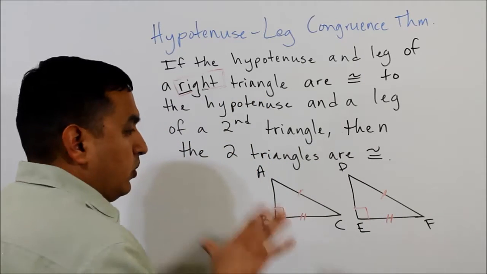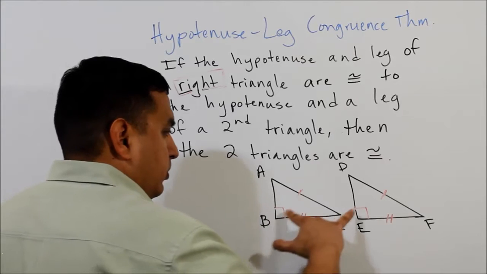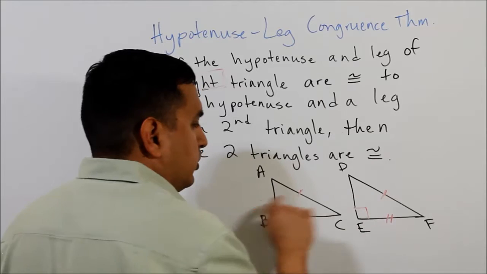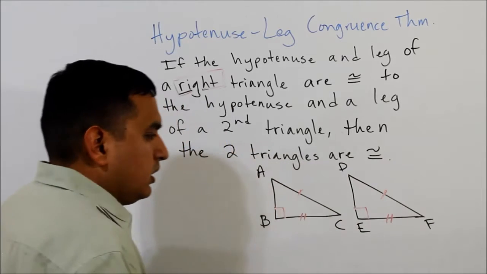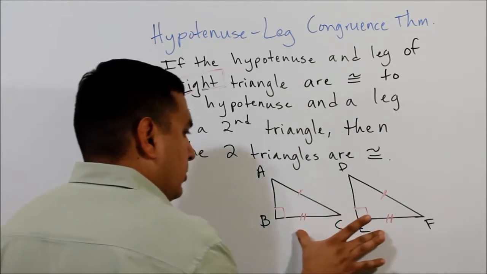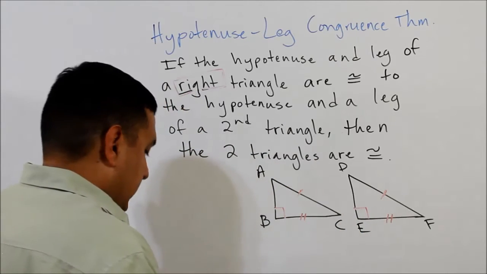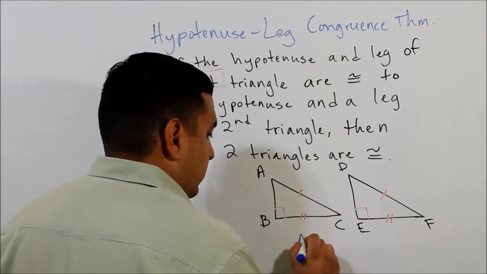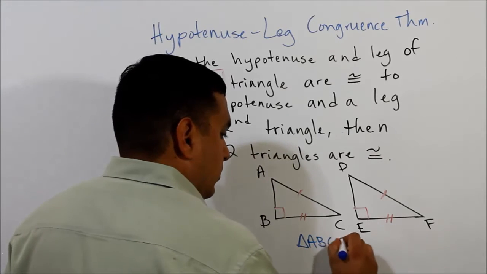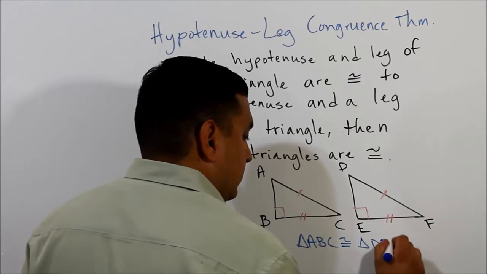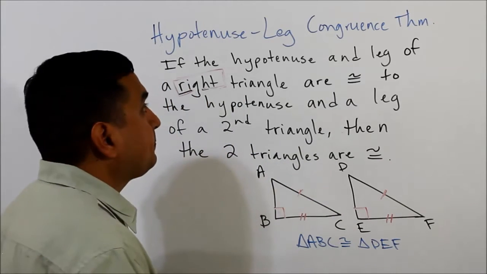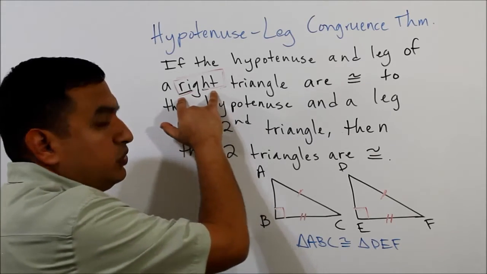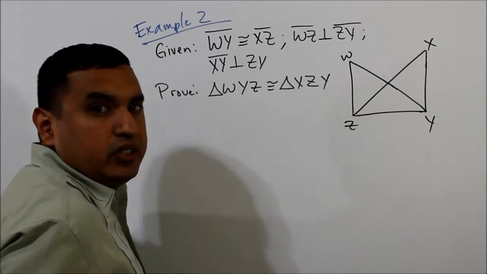Okay, so three things have to happen. I have to have two right triangles. I have to know that the hypotenuse of one triangle is congruent to the hypotenuse of the other triangle, and I need to have a pair of corresponding legs that are congruent. If that's the case, then I can say that triangle ABC is congruent to triangle DEF. Okay? Again, in order for this theorem to work, you have to have two right triangles. Alright, so here's example number 2.